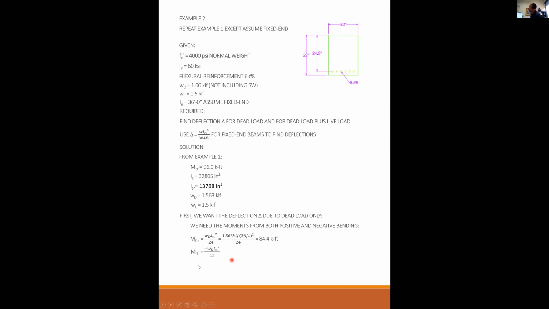The maximum negative moment is minus WL squared over 12. So minus 1.563 times 36 squared over 12 is minus 168.8 kip feet. ACI 318 section 24.2.3.6 says for the computation of M sub a, you take the average of the dead load positive and the dead load negative. So you take the average of the maximum moments at the midspan and the end to find an average moment.